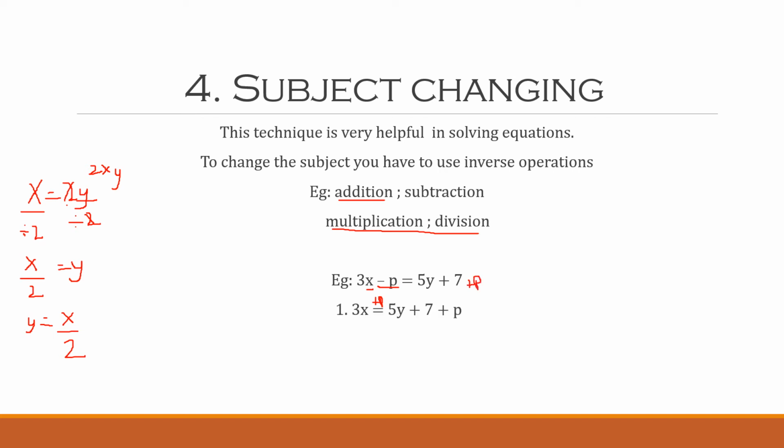So here I have it written right here. 3x is equal to 5y plus 7 plus p. Now we will have to isolate x by dividing it by 3. So we will do divided by 3 and divided by 3, which gives us x is equal to 5y plus 7 plus p, so this entire thing divided by 3. So this is how we change the subject.